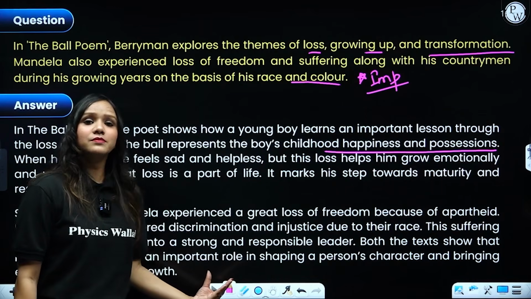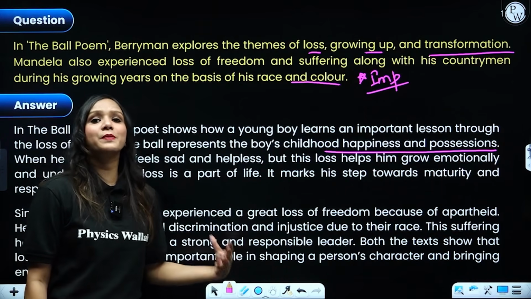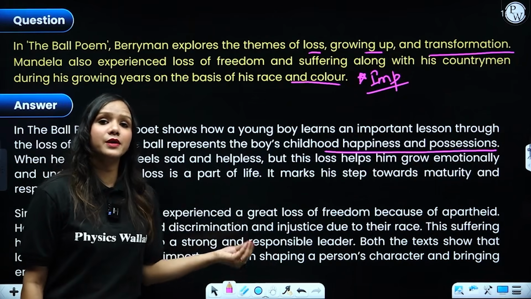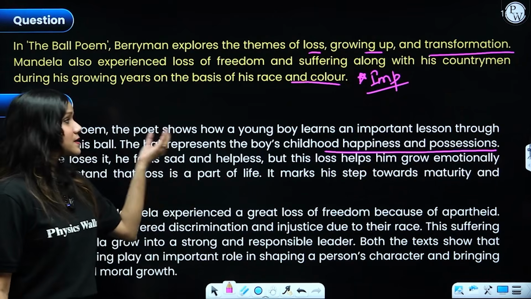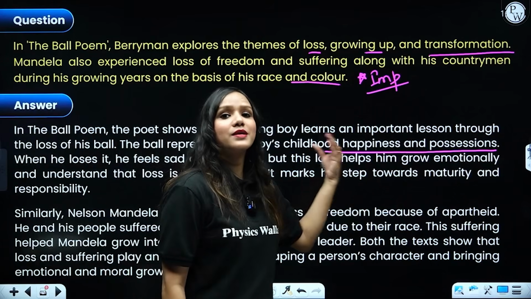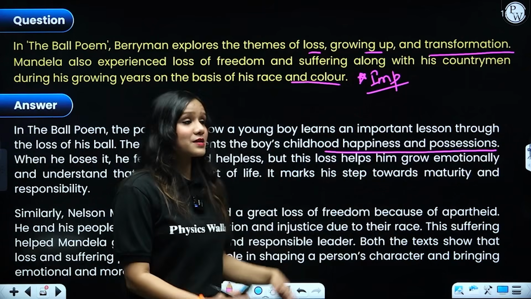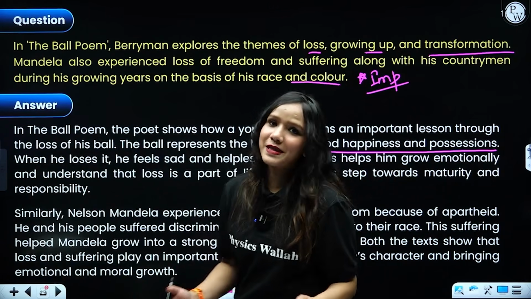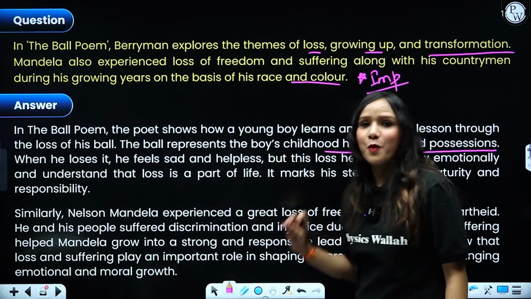This loss of freedom taught Mandela how to become a transformed man, how to transform his personality from being timid to a very rebellious person. Likewise, this loss of the ball taught this boy to become more mature in life, to realize that sense of responsibility. So this is how these two lessons are revolving around one common theme, and that is freedom. So I hope this is quite understood to all of you.